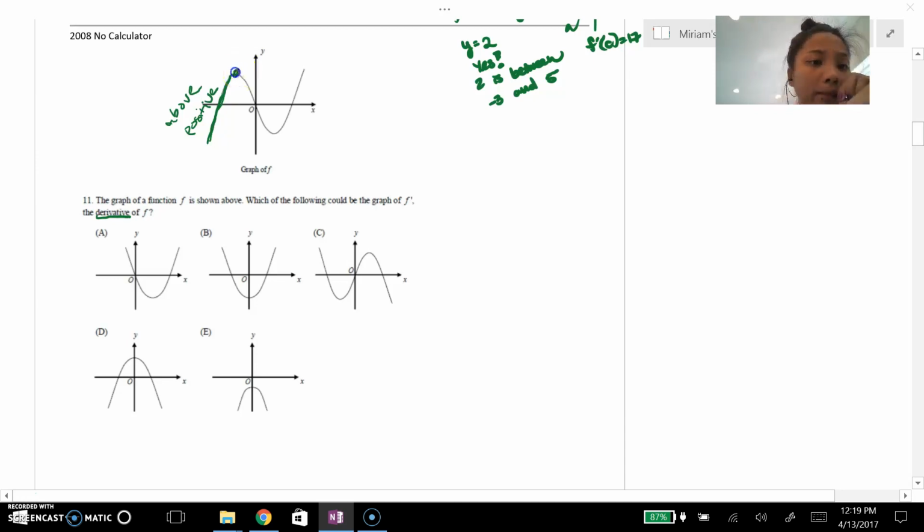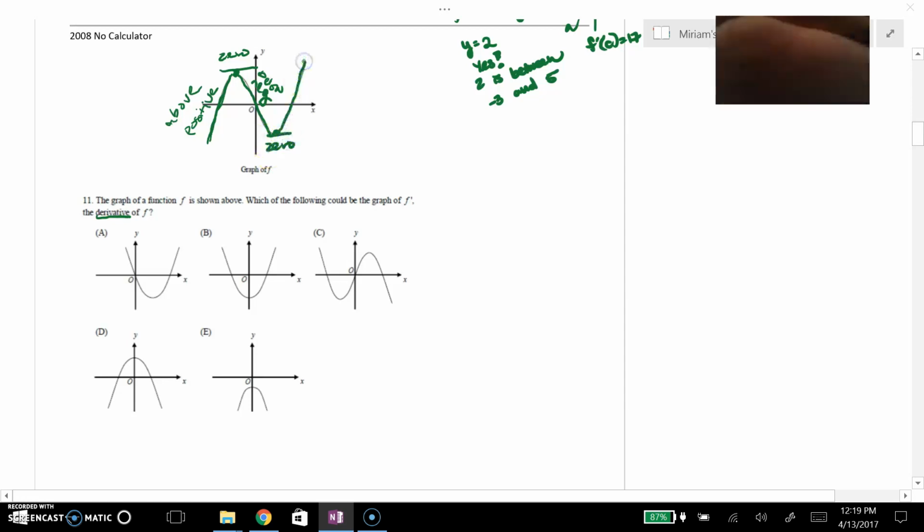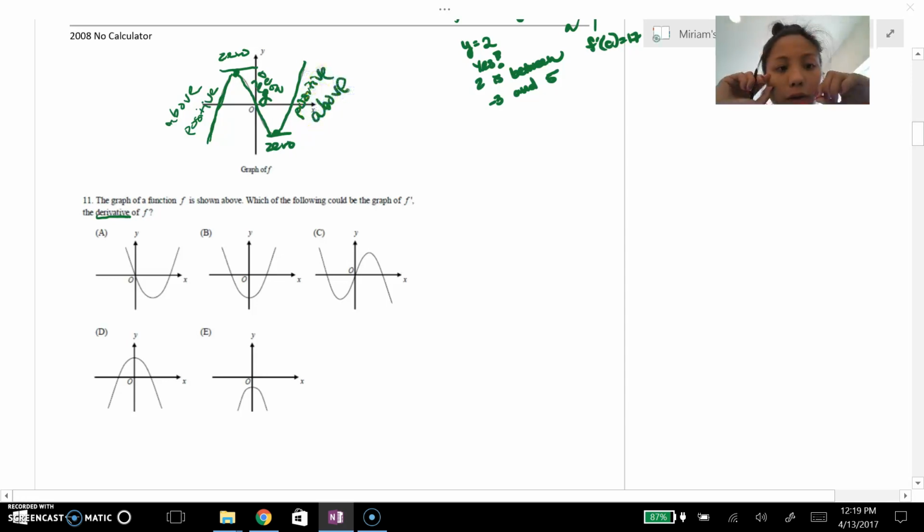Then we have a maximum, which is a 0, so it crosses the x-axis. Then we are decreasing, meaning the derivative is negative, which is below. Then we have a 0 here. Then we have an increasing, which is positive, meaning above. Okay, so we're going to look through every single picture and see which one matches.